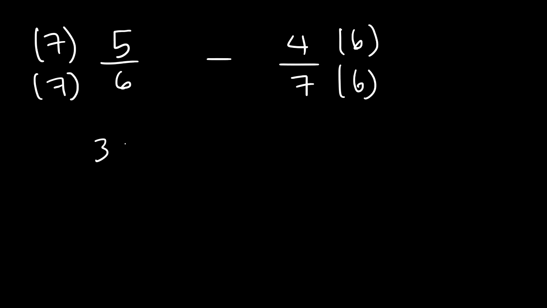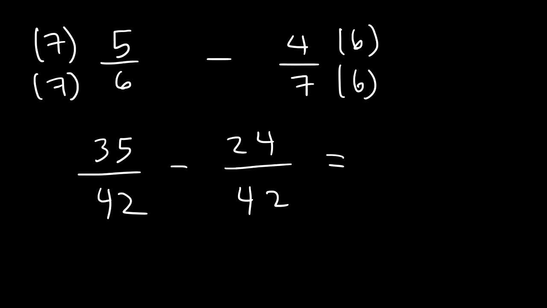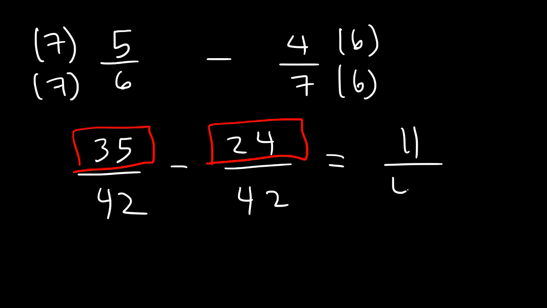Now 7 times 5 is 35. 4 times 6 is 24, and 7 times 6 is 42. And now we can subtract the two numbers on top. So 35 minus 24, that's 11. So the answer is 11 divided by 42.